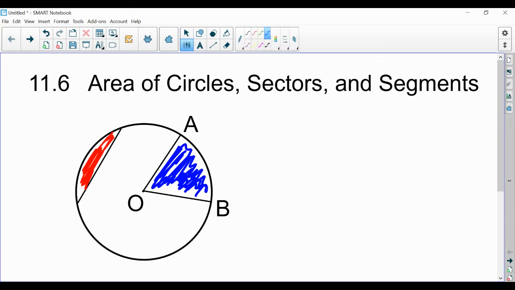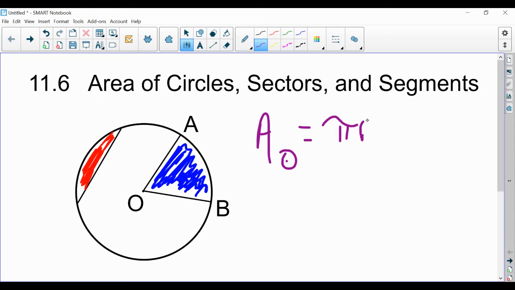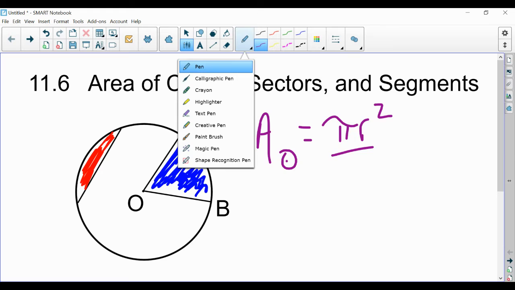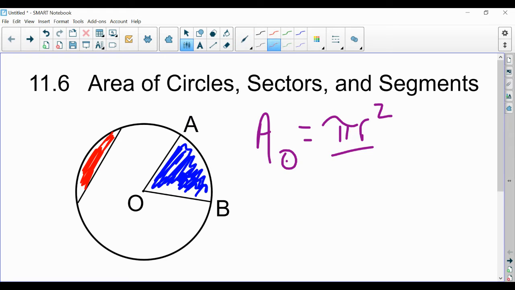Hopefully you've seen before the formula for the area of a circle. Area of a circle is pi r squared, and there are videos online that go through an explanation as to where that comes from. It involves taking the circle and chopping it up into a rectangle and fitting it in, and you can go check that out. I'm not going to do that here because you've seen this formula before, you know where it comes from. So instead, let's talk about the two shapes that you might not have heard of before.